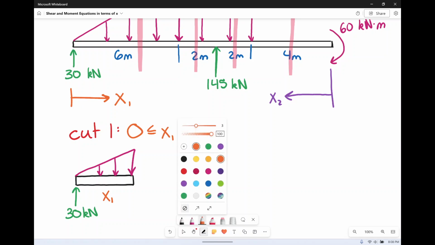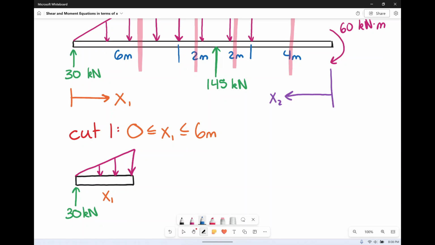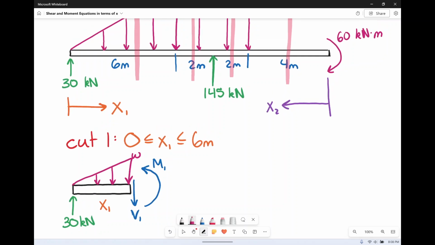We are going to have our internal shear, and we're going to call it shear 1 because it's at cut 1. And then moment, we're going to call that moment 1. Make sure you are drawing it in the positive sign convention directions. Make sure you do that. Next up, we definitely need to know what is that W? What is that value for the uniformly or linearly distributed load?